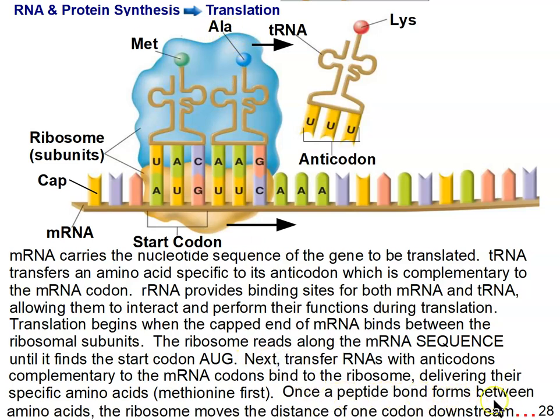Once a peptide bond forms between the amino acids, the ribosome moves the distance of 1 codon downstream. So these arrows are showing the movement of the ribosome. It's also known as translocation. The ribosome translocates downstream along the messenger RNA after a bond forms between the first 2 amino acids, after the peptide bond forms. So we continue on here.